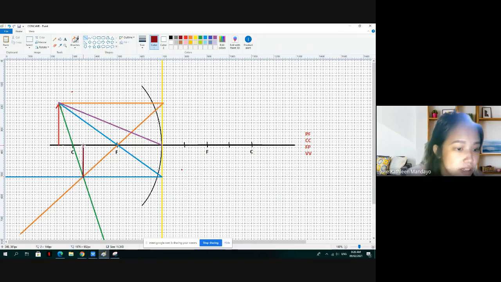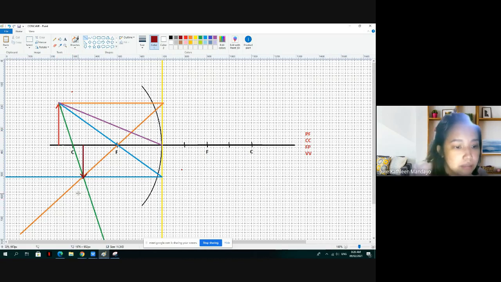So, from the intersection, gawa kayo ng line, pabalik doon sa principal axis. And you have to take note, kung nasaan yung intersection, that would become the head of the object. Laging ganon. Kung nasaan ang intersection, ayun yung head ng object. So, in that case, this would now be the image form, okay, from a concave mirror. Tapos, yung object natin is beyond C.